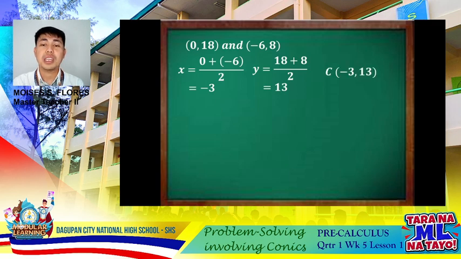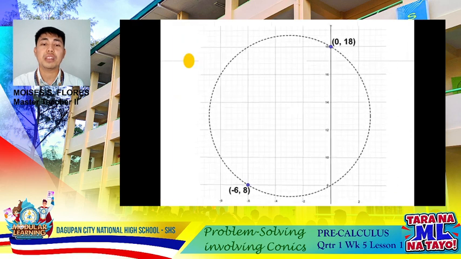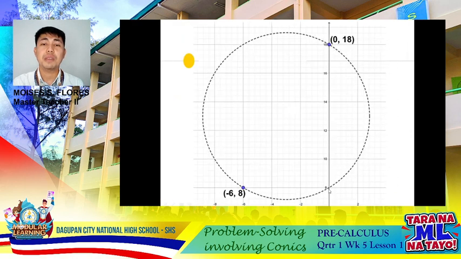So meaning, this (-3, 13), we're going to plot. So we have -3, meaning 3 units to the left, and then 13 units upward. So there you have it, and then of course, don't forget to label. This is now the center, okay?